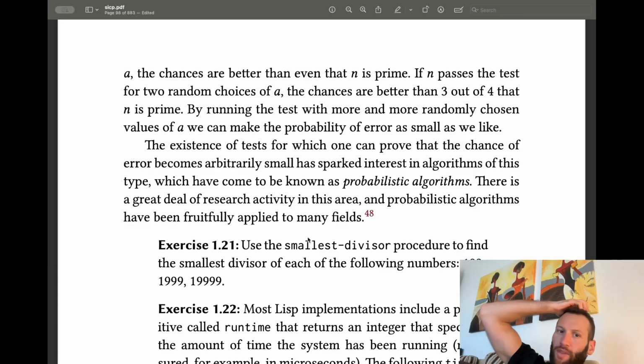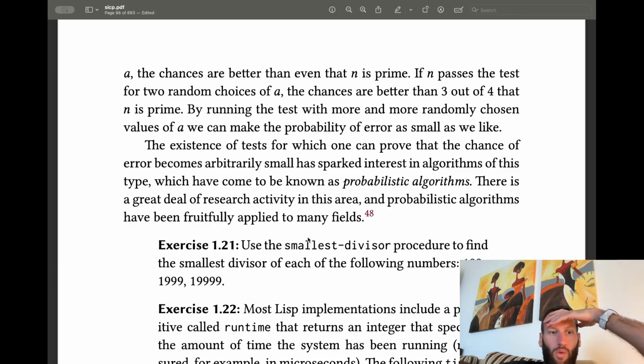The existence of tests for which one can prove that the chance of error becomes arbitrarily small has sparked interest in algorithms of this type, which have come to be known as probabilistic algorithms. There is a great deal of research activity in this area, and probabilistic algorithms have been fruitfully applied to many fields.